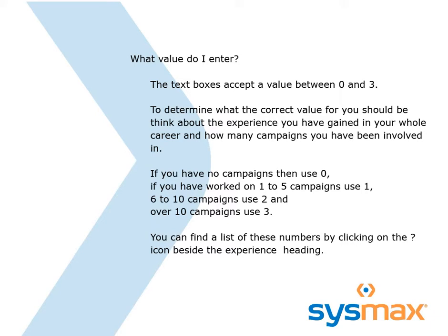The text boxes accept a value between 0 and 3. To determine what the correct value for you should be, think about the experience you have gained in your whole career and how many campaigns you've been involved in. If you have no campaigns, then use 0. If you've worked on 1 to 5 campaigns, use 1. 6 to 10 campaigns, use 2. And over 10 campaigns, use 3. You can find a list of these numbers by clicking on the question icon beside the Experience heading.